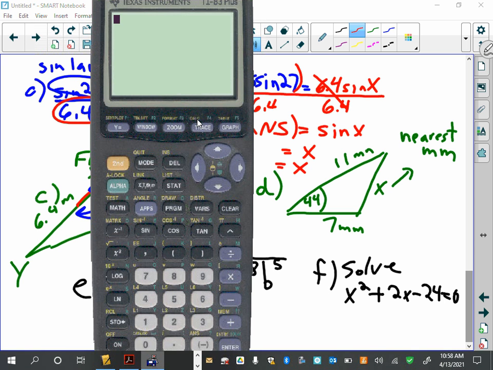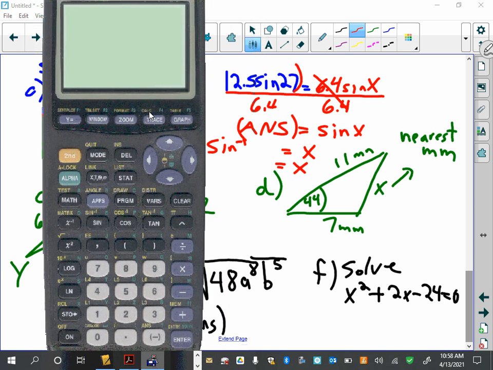Okay, so to do this, this is how I'm going to do it. I'm going to use my answer key this time. You don't have to. You can keep 4 decimal places. So 12.5 sine 27 close bracket, after close bracket. Divide by 6.4. That equals the answer. And then I'm going to do inverse sine, second sine, and then use my answer key. So second negative sign is my answer key. And that is the most accurate answer.